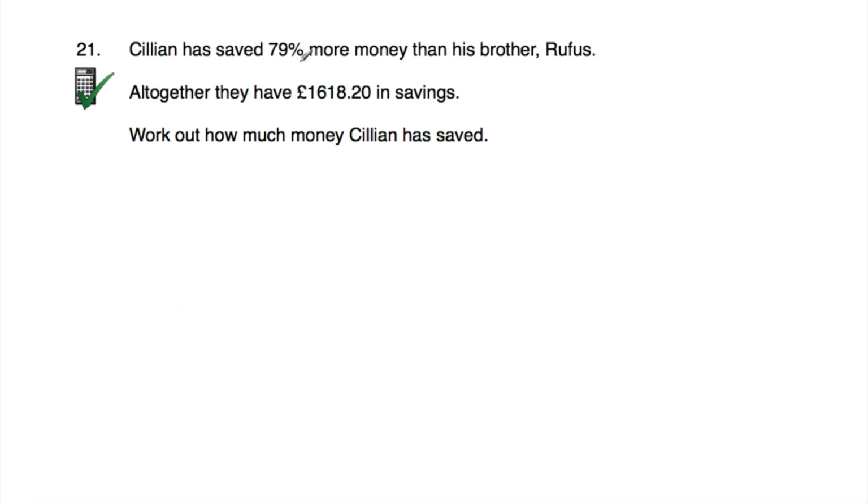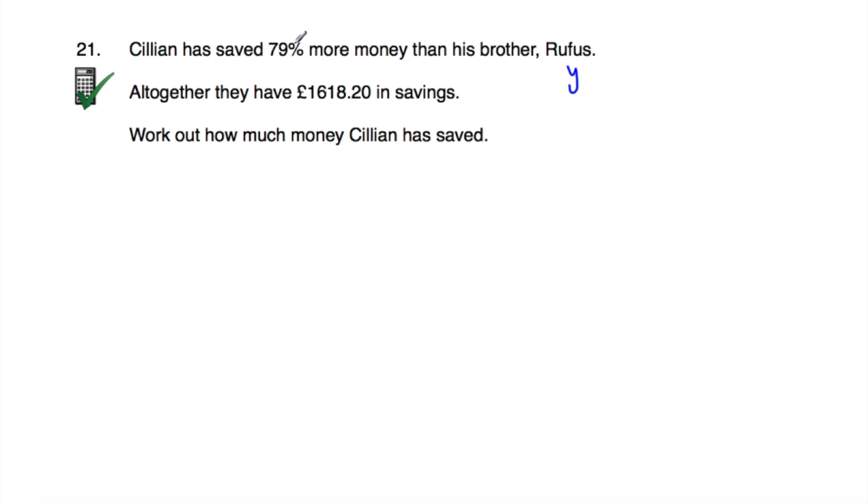Okay, let's have a look at this question, and this time I'm going to use multipliers rather than that other approach. So Killian has saved 79% more money than his brother Rufus. So I'm going to let the amount of money that Rufus has saved be Y pounds. I'm going to do this question using a bit of algebra. So I'm going to say Rufus has saved Y pounds. That's how much money he saved to begin with.